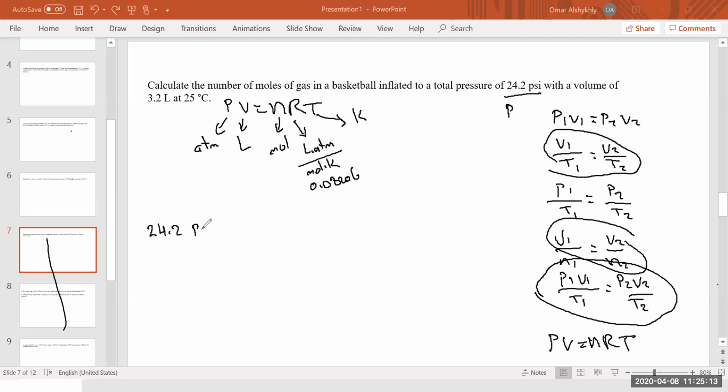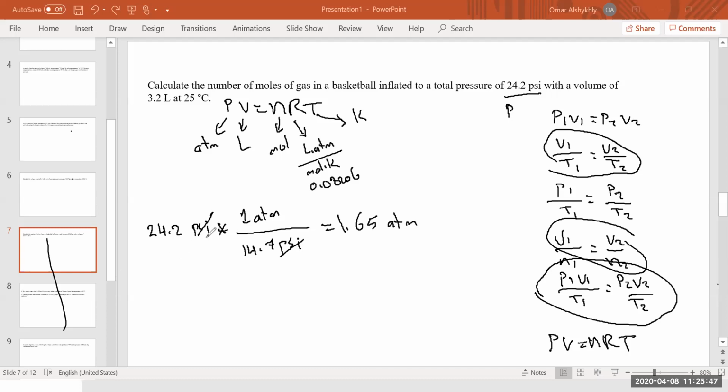24.2 psi times the conversion factor between atmosphere and psi. 1 atmosphere gives you 14.7 psi. Okay, so do the math, and we will get 24.2 divided by 14.7, and it will be 1.65. So here approximately 1.65 atmosphere.